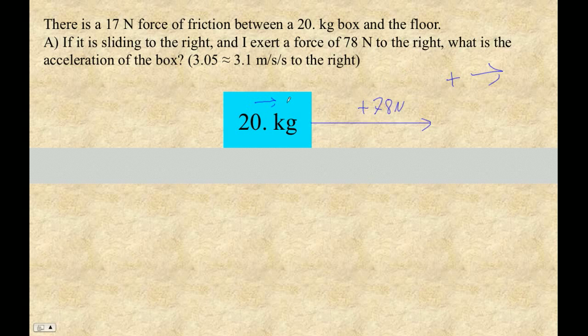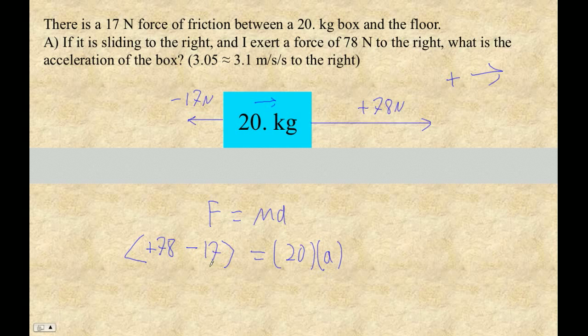If the box is sliding to the right, then this friction force is going to be 17 newtons to the left and therefore negative. Okay? So there's negative 17 newtons. And then this is easy. We can just set this up. I'm going to say F equals ma. F isn't just one of the forces. It's not this one or this one. It's the vector sum. So I go positive 78 minus 17 equals 20 times a. And we don't know a.